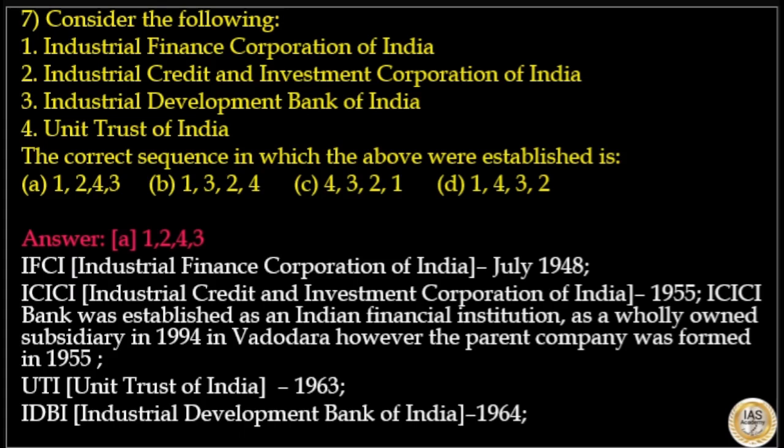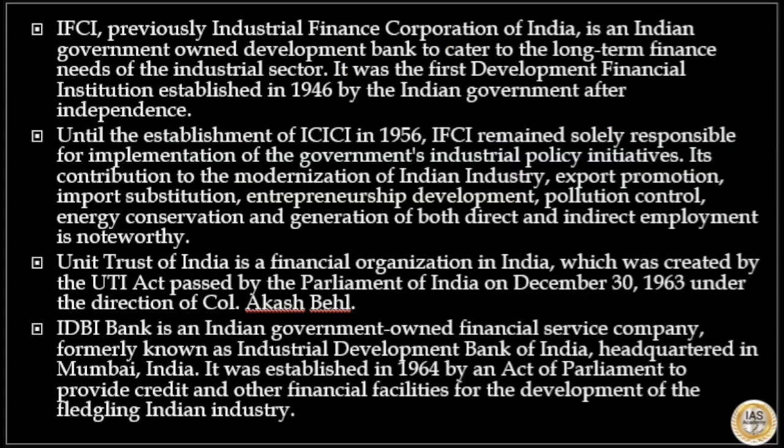ICICI Bank was established as an Indian financial institution as a wholly owned subsidiary in 1994 in Vadodara. However, the parent company was formed in 1955. UTI, that is Unit Trust of India, established in 1963. IDBI, that is Industrial Development Bank of India, established in 1964. So the correct answer is option A, 1, 2, 4, 3.